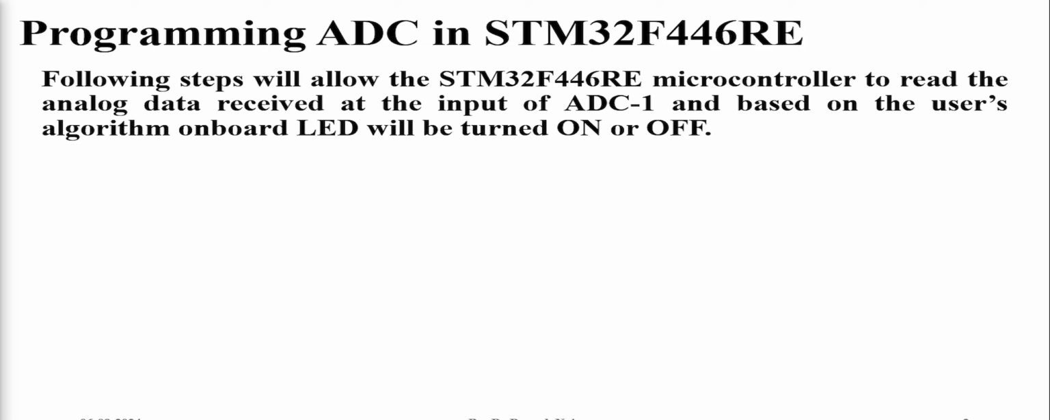Now let us talk about the programming part. We will be using almost the same code which we used in the part 2 of this series, and with very small modifications we can implement this project. So first of all, we'll be reading the analog value received at the ADC channel number 1. We completed this up to this part in the part number 2, and then we will develop a small algorithm based on which the onboard LED will be either on or off.